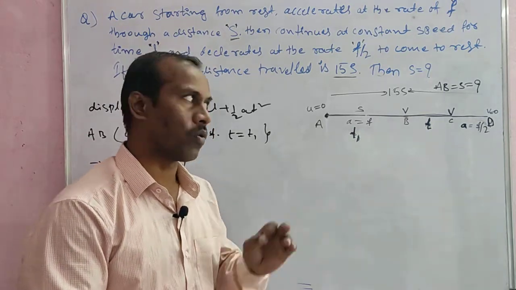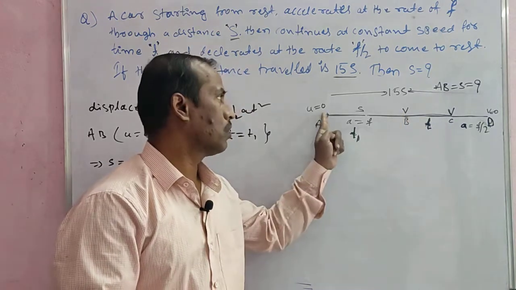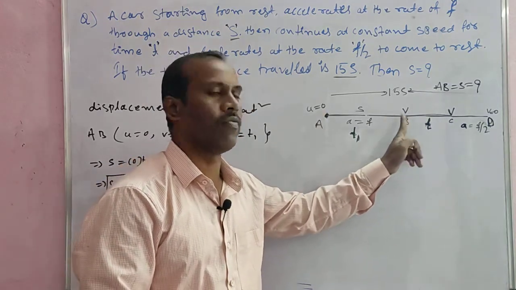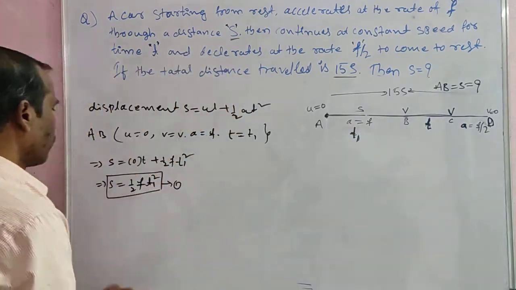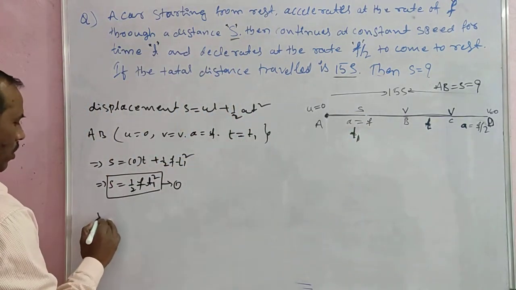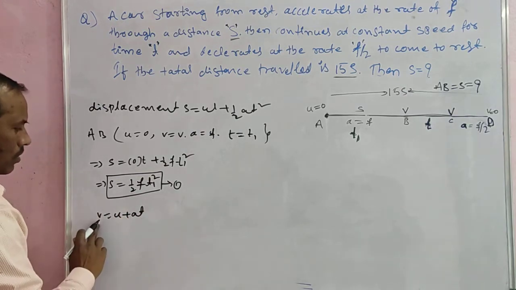The velocity of the car to reach point B is V. Initial velocity U, final velocity of the car at point B is V, displacement s, acceleration, time T. So here the velocity V is equal to U plus AT. This is the final velocity.